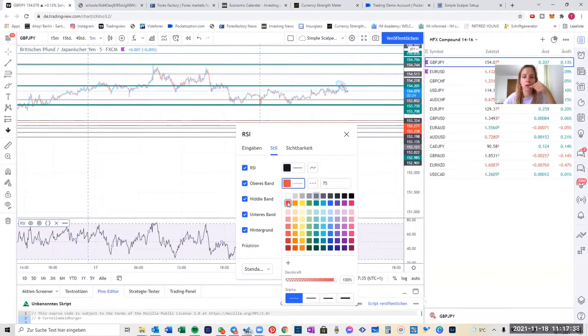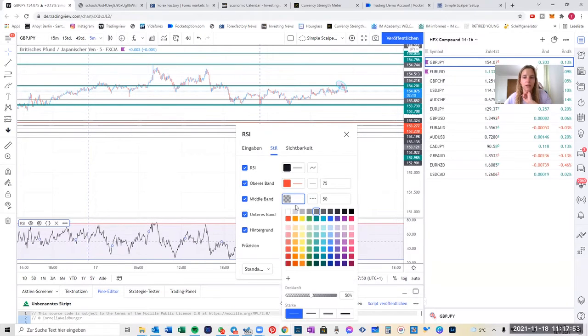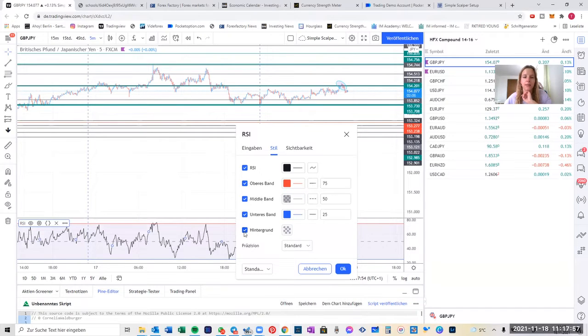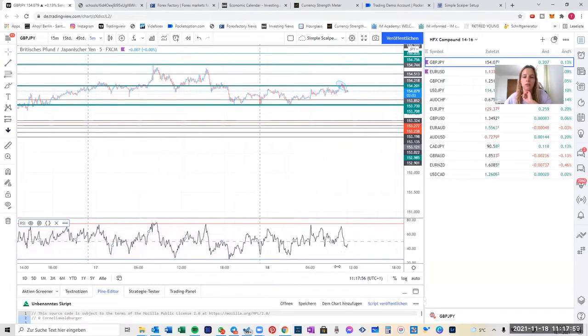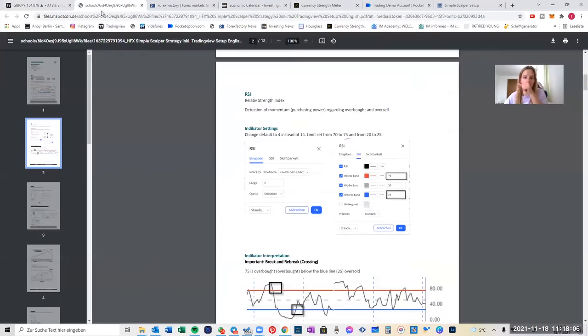The upper band is red, and I make it a line. The lower band is also a line. Then I just leave the middle band. I make it a little bit stronger, and the background I always blend out because it's really ugly. So it looks like that.